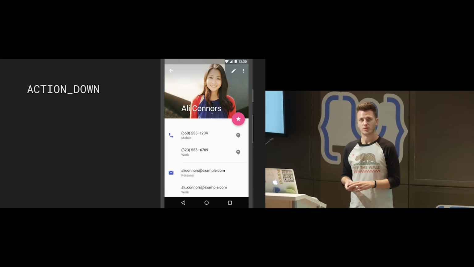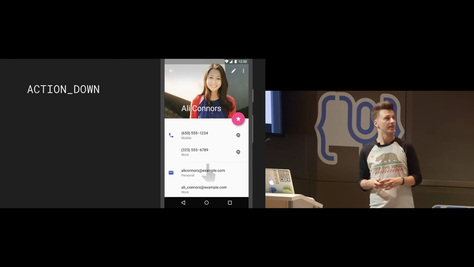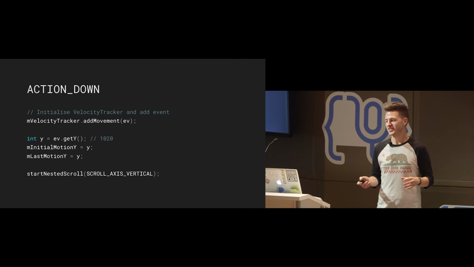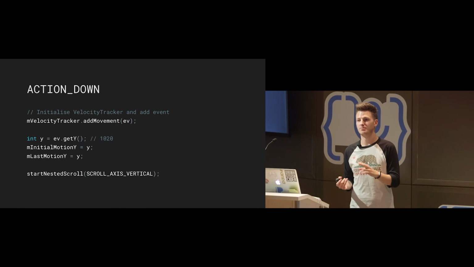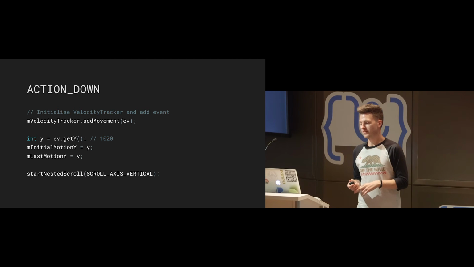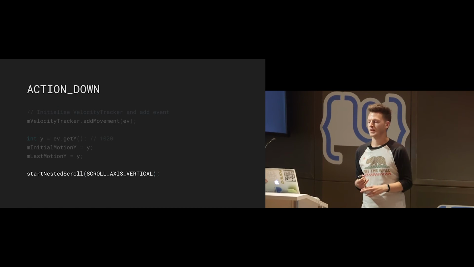Right, so let's go back to our touch events and see how it actually works. So user touch is down again. Nothing's really changed here. We're doing the same stuff, adding the movement to the velocity tracker, checking the Y values. The thing to know here, which is different, is that we call start nested scroll at the end of it.